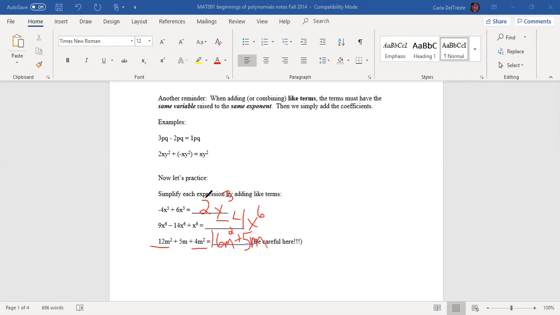So that's just a reminder of what you're looking for in like terms. Like terms have to look identical to be able to add them together.